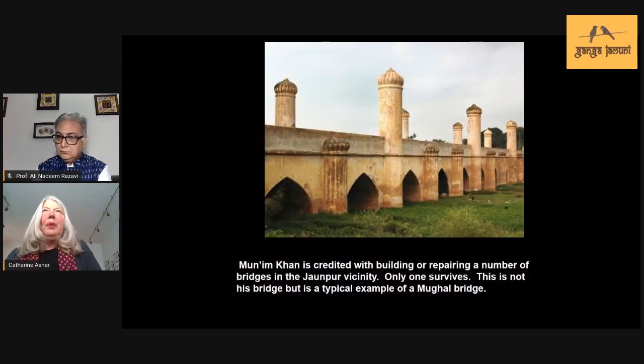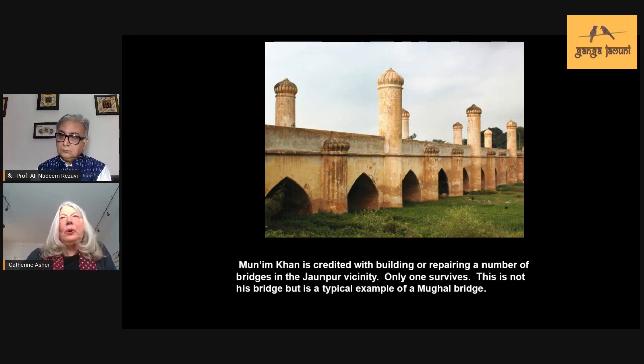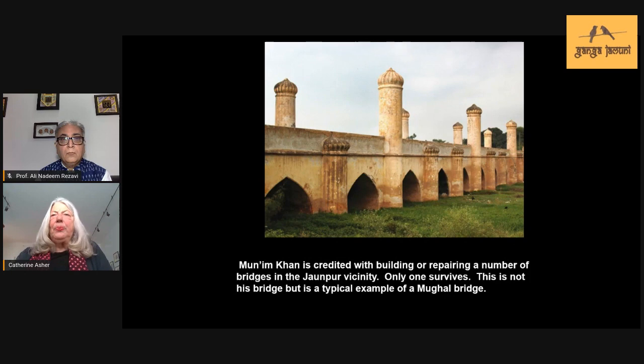Although the hammam would have been for the use of the elite, Munim Khan is also credited with building or repairing a number of bridges in the vicinity of Jaunpur. Only one of these bridges survives, which I'll show you in a minute. This is not his bridge, but it's a typical example of a Mughal bridge, just to give you an idea of what a pretty average Mughal bridge might look like.